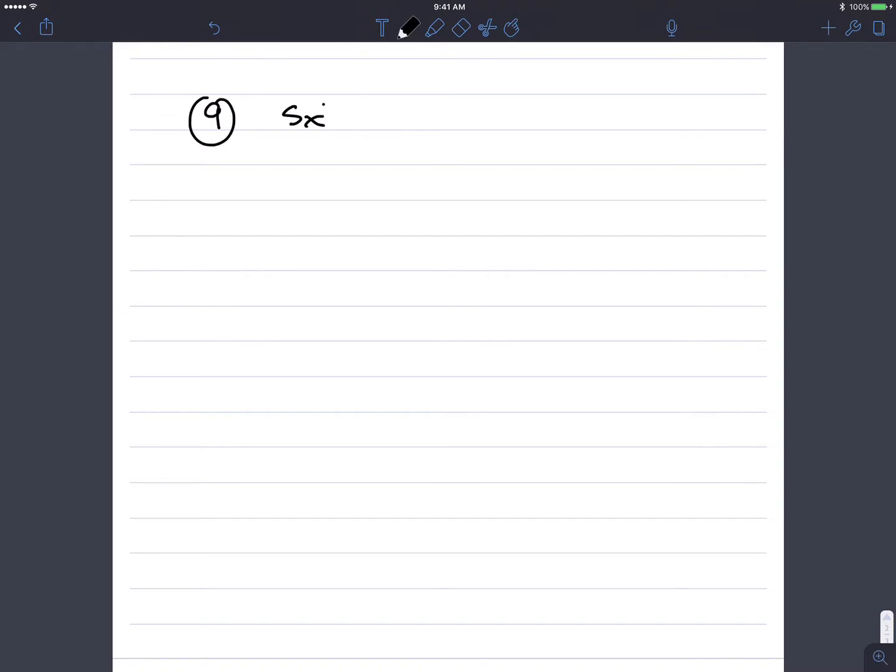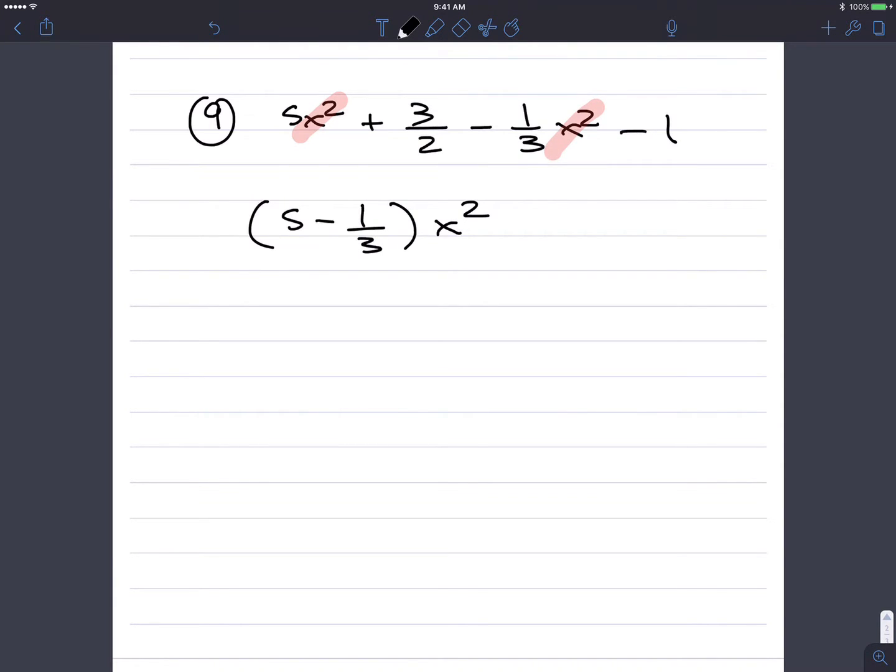Number 9, 5x squared plus 3 halves minus 1/3 x squared minus 1. Let's identify what we have. 5 apples minus 1/3 apple. What you're really doing here is some arithmetic. I'm going to take the terms here that you see, the 5 and the negative 1/3. I'm going to do arithmetic and keep the x squared term.